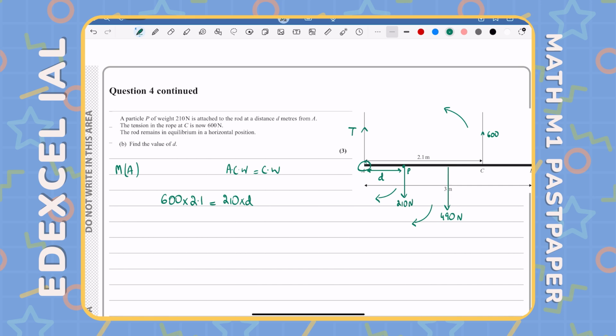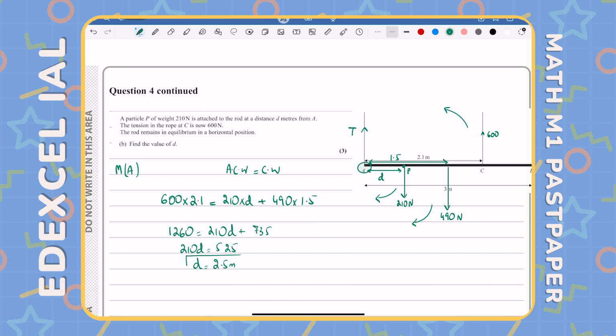Remember, we are calculating moments about A, so the perpendicular distance is calculated from the fixed point A. Plus 490, because it's a uniform rod, and as explained earlier, the weight will be acting right from the center, and the distance would be 1.5. So into 1.5. Now let's work this out. This becomes 1260 equals 210d plus 735. So 210d equals 525, and we get the value of d to be equal to 2.5 meters.